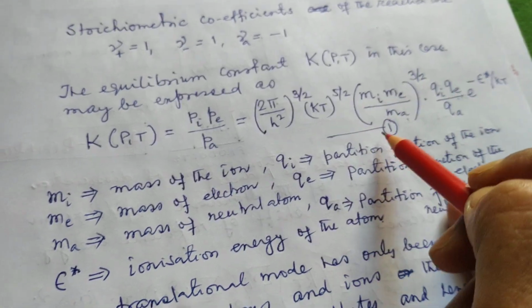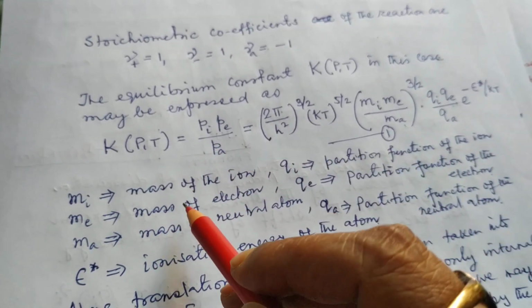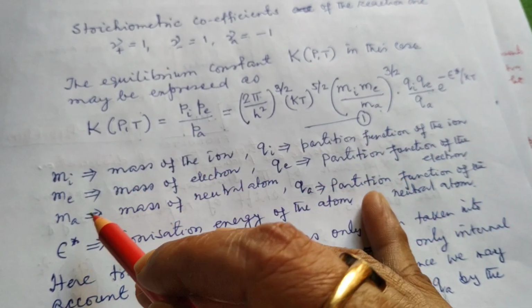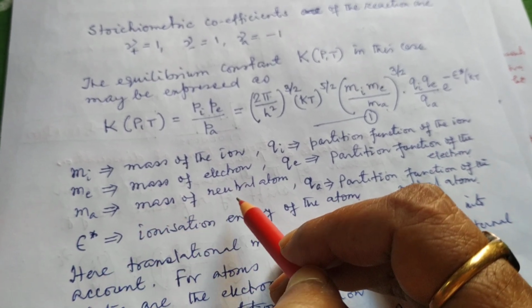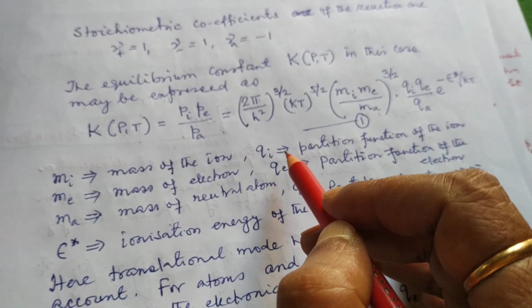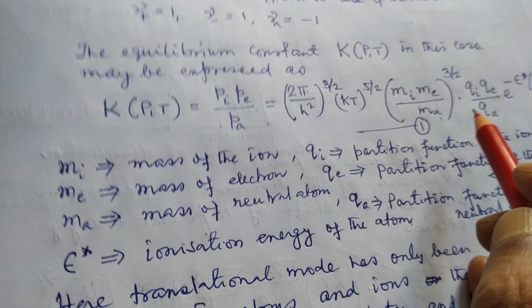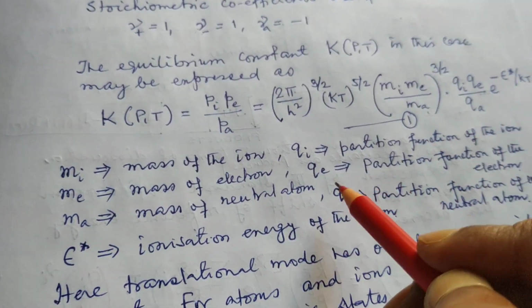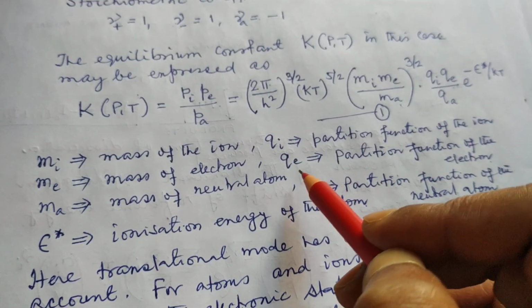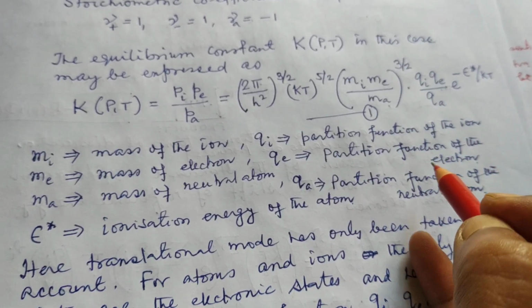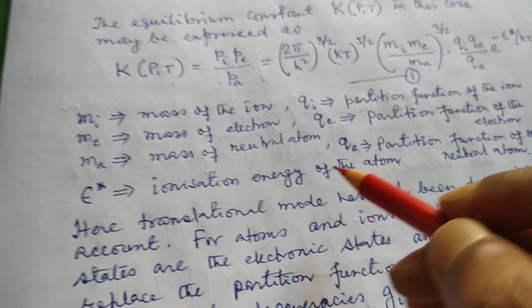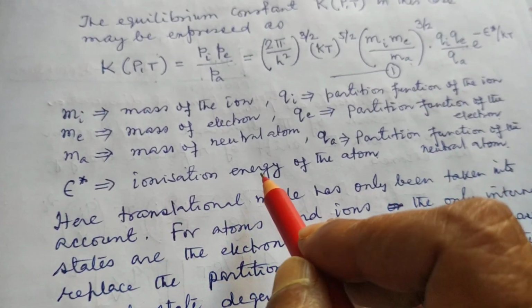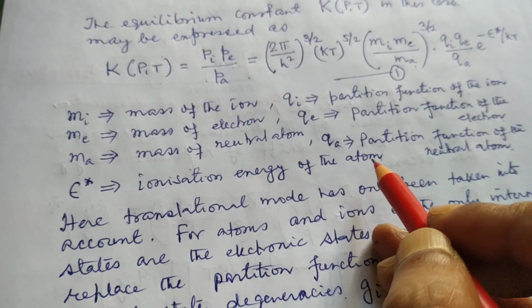Now what are these terms? Mi equals the mass of the ion. Me is the mass of the electron. Ma is the mass of the neutral atom. Qi is the partition function of the ion, the positive ion that has been produced. Qe is the partition function of the electron. And Qa is the partition function of the neutral atom. And epsilon star is the ionization energy of the atom.